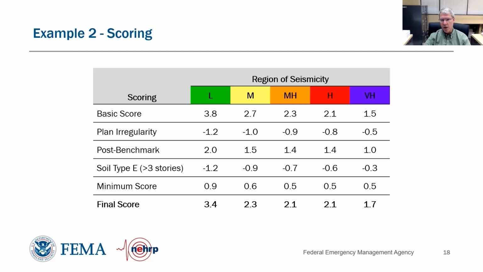So if we were to score a steel moment frame building in each of our 5 seismicity regions, given that information, notice our final score is 3.4 for low, 2.3 for moderate, moderately high is 2.1, high is 2.1, but very high is 1.7. And so with 2.0 being our cutoff score for basically life safety, the building essentially passes that model, except for very high seismicity.